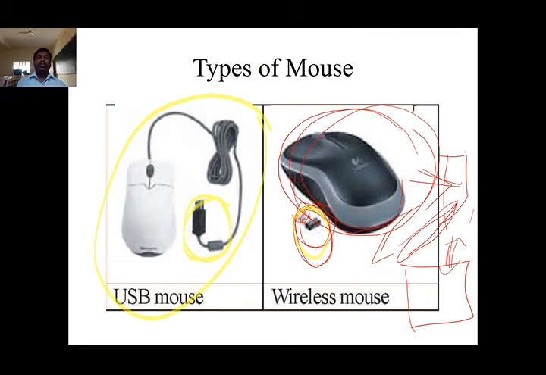There are 4 types of mouse. First, manual mouse RJ, scroll mouse, USB mouse, wireless mouse.